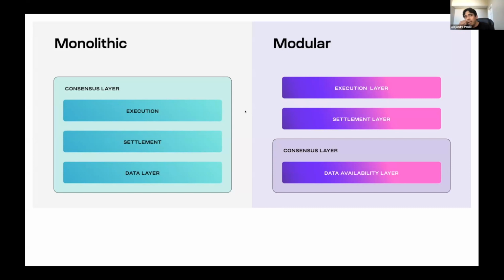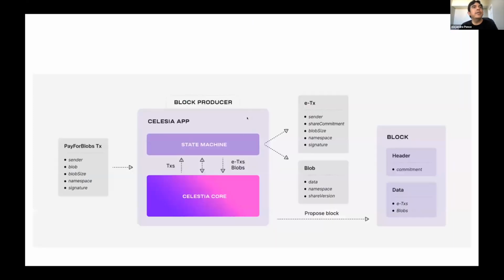They make a distinction between a monolithic blockchain, in that you have a consensus layer handling execution, settlement, and data layer, so it's not optimizable in their eyes. And they move to a modular architecture where you have an execution layer, settlement layer, but the consensus layer is around a data availability layer. And that will show up later.